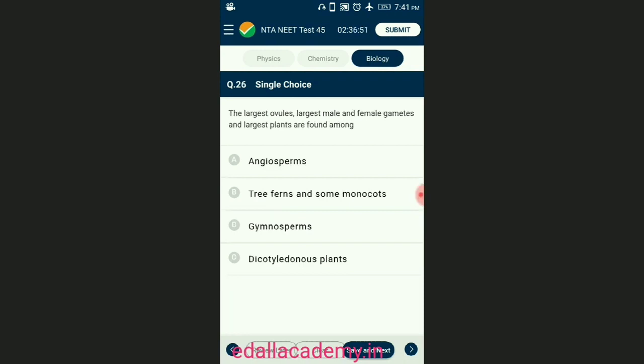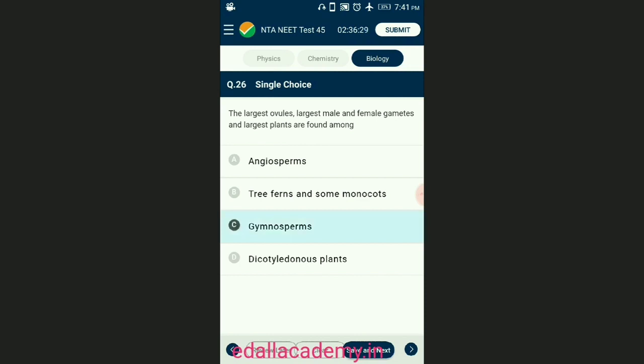Question number 26. The largest ovules, largest male and female gametes and largest plants are found among. The egg of Zamia belongs to gymnosperms and its nucleus is the largest in the plant kingdom. The sperms of Zamia are also known as the largest in the plant kingdom. So the answer for this question is option C, gymnosperms.